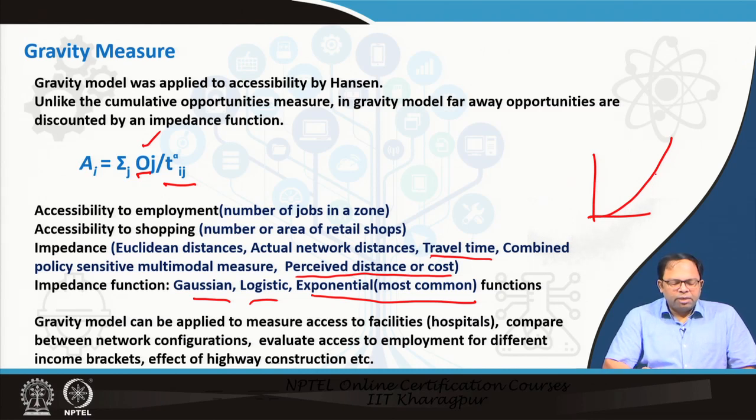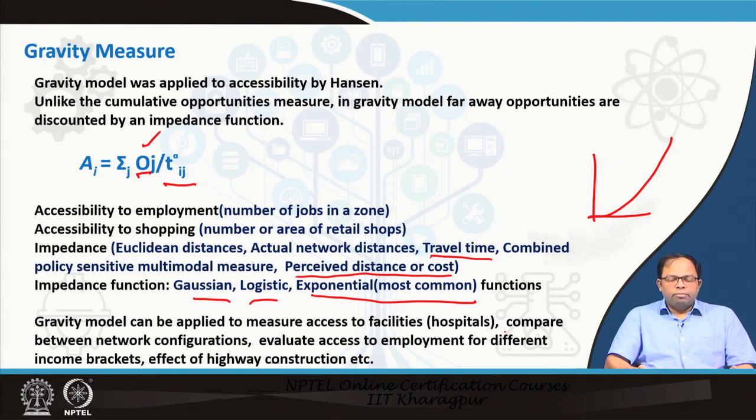So, the gravity model can be applied to measure access to facilities, hospitals, and to compare network configurations. When we are designing an urban area, or designing land use for an area, we need to decide how to allocate land use in different areas, or we want to evaluate the effect of a certain plan. We have proposed a particular plan for an area, and we want to see how good the plan is. Then we can calculate these gravity measures for different zones, and we can see that some zones have very low accessibility, and then we may try to improve that.